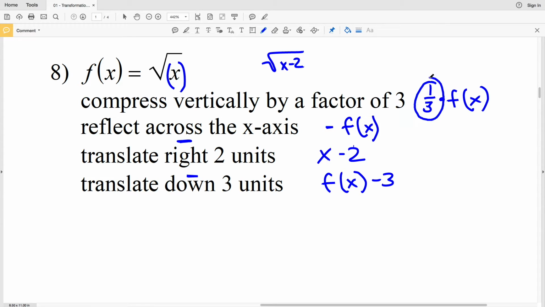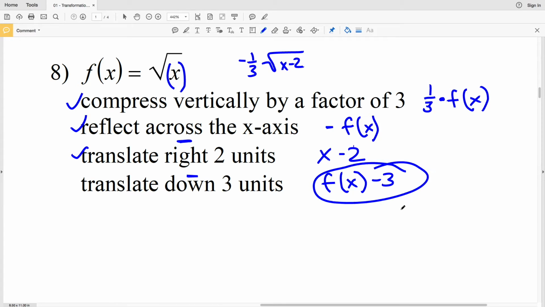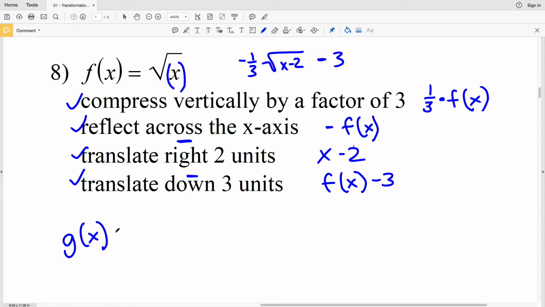Now remember, we need to multiply the function. So now the square root of x minus 2 is our function. We need to multiply that by 1/3 and by a negative. So we'll multiply by negative 1/3, which takes care of compressing and reflecting. And we had already taken care of translating to the right because that happened within the function. And then finally, we're going to translate down, subtracting by 3. So g of x equals negative 1/3 times the square root of x minus 2 minus 3.